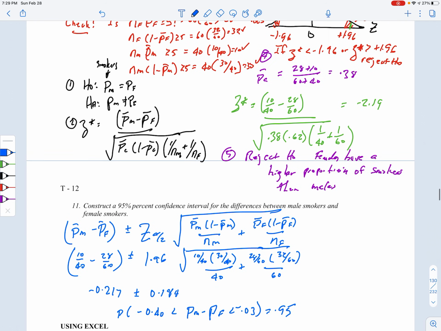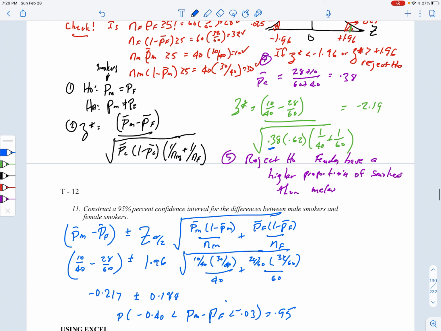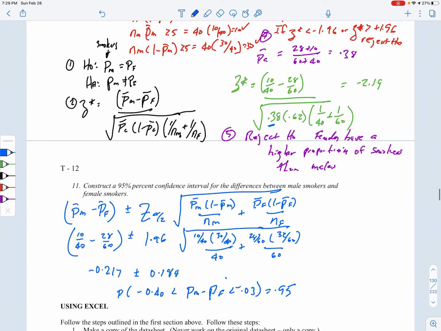These could end up with slightly different answers here, because here we used a pooled standard deviation and here we didn't. But that's how we're going to do it here.